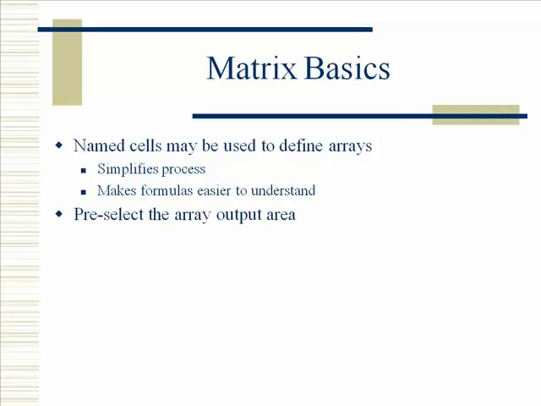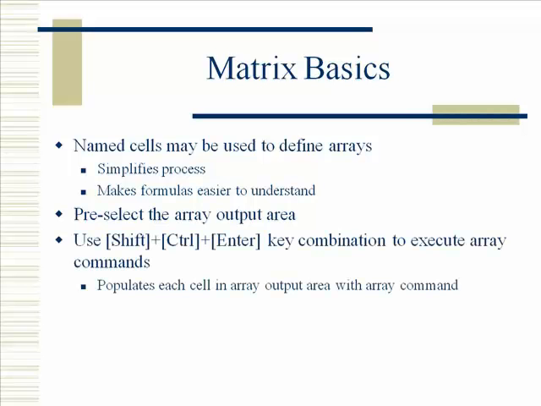The second thing, this is very important, is if we're doing a matrix operation and the output is going to be a matrix, we need to pre-select the area or the cells that it will be output into. And try to use care to make sure you get the right numbers of rows and columns.